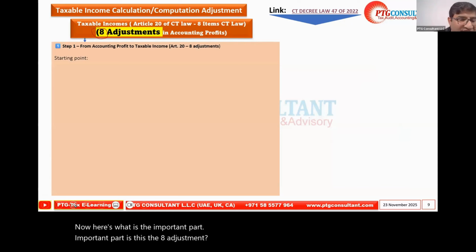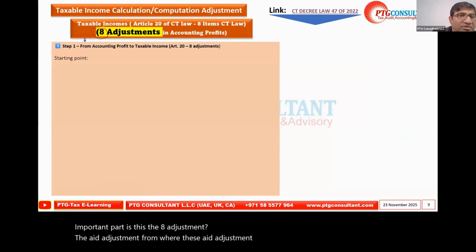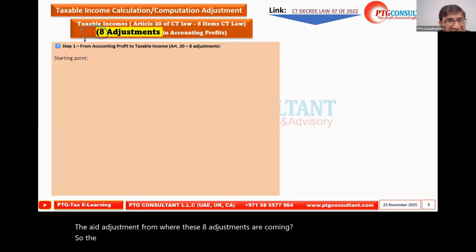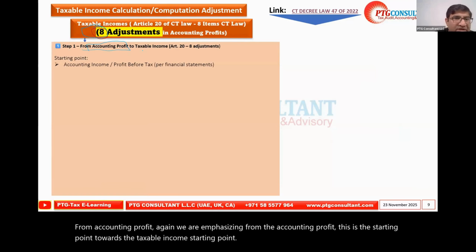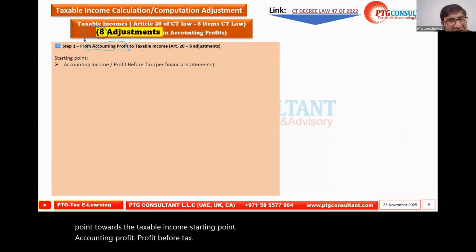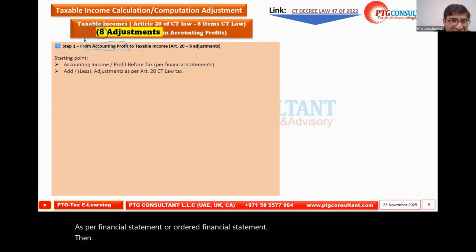The eight adjustments, where are they coming from? The first step for the eight adjustments is from accounting profit, and again, we are emphasizing accounting profit. This is the starting point towards the taxable income. Accounting profit, profit before tax, as per the financial statement or audited financial statement, then add or less, depending upon the adjustment.